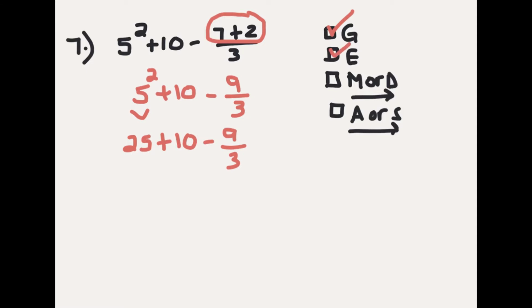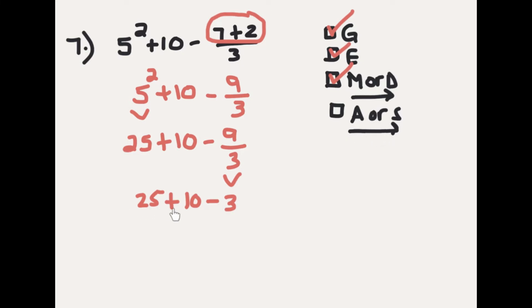So I'm looking for multiplication or division. I have division right here represented by that fraction bar. 9 divided by 3 is 3. Bring down everything else that I haven't worked with yet. Can I check off multiplication or division? Yep. I'm left with addition and subtraction. Now remember, they're on the same level, so we've got to go from left to right.